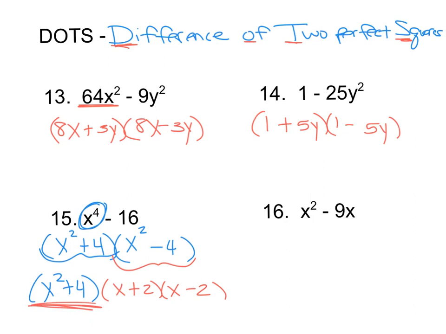All right, last one. Now, this one throws kids off all the time. This is not a dots. This is not a difference of two squares. Why? This has an x right here. Because that has an x, this is not dots. Because what times itself is x? I have no idea. So this is actually a GCF problem. Whenever you have x's everywhere, you have a GCF of x. Divide. So it looks like a dots because the 9 is a perfect square, but it's not.